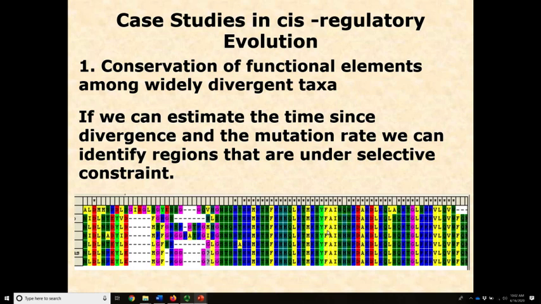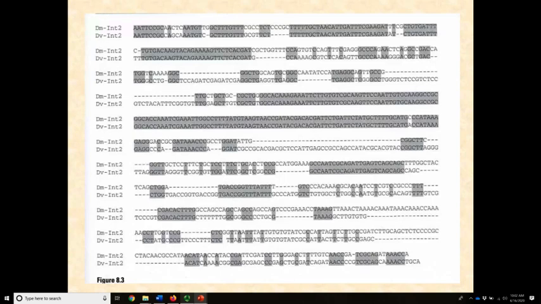So this is looking at the gene, but what happens when we look at the regulatory elements that control genes? Do we see those same strong levels of conservation? Okay, so here is a regulatory element for two species of Drosophila for the same gene, and we've highlighted areas that are identical.